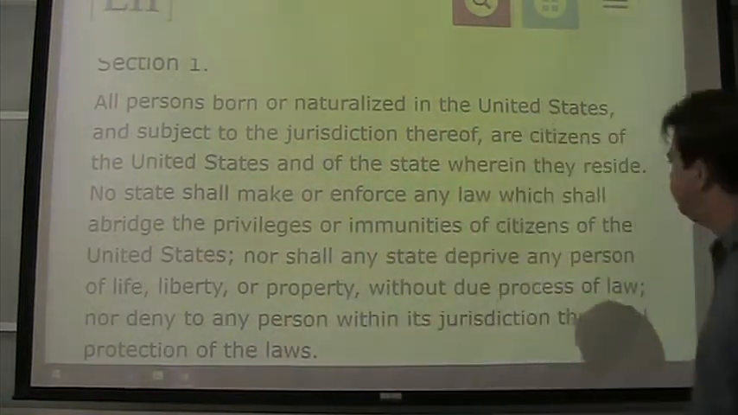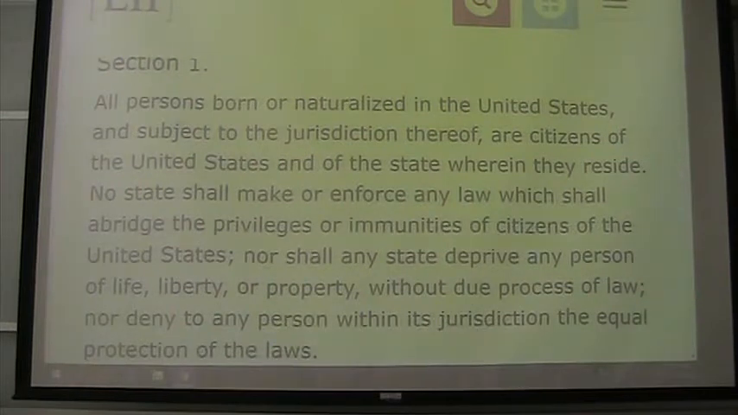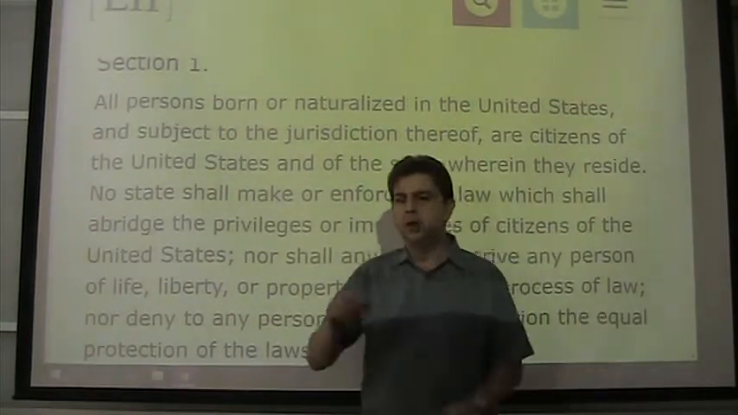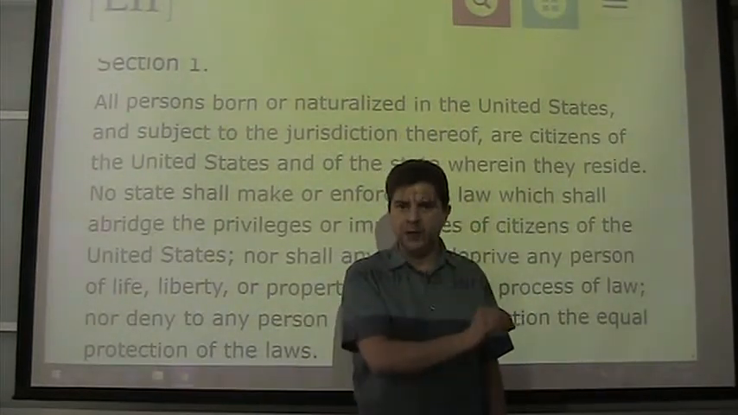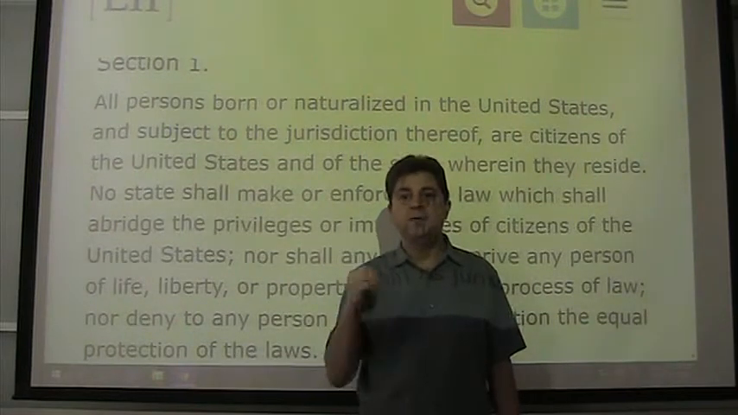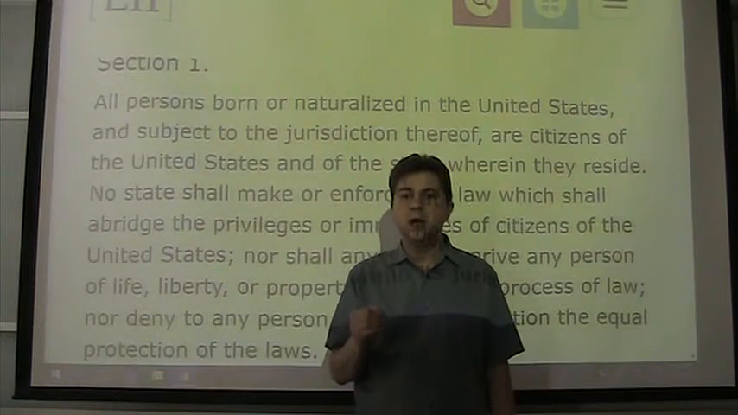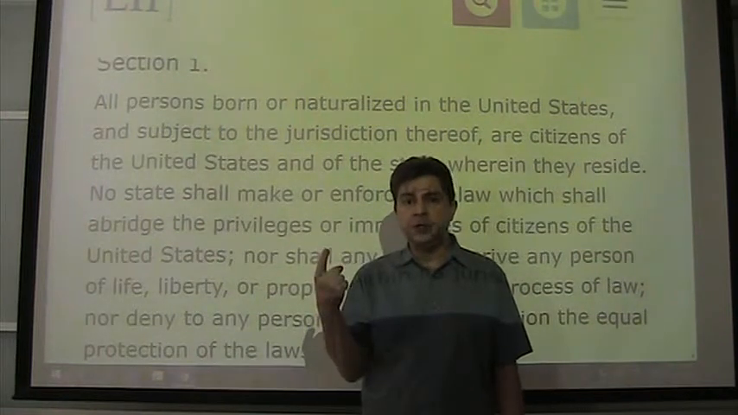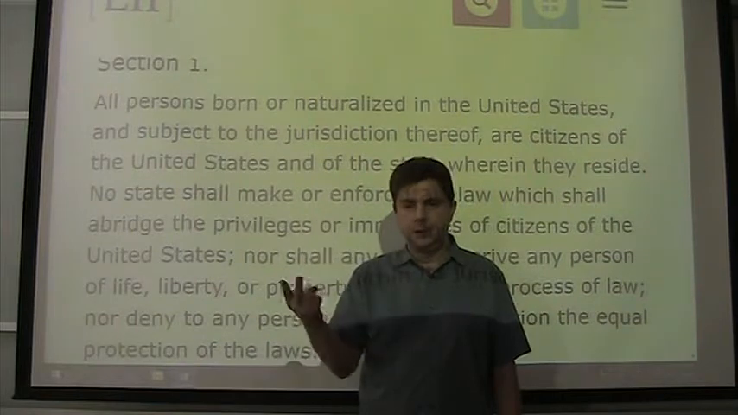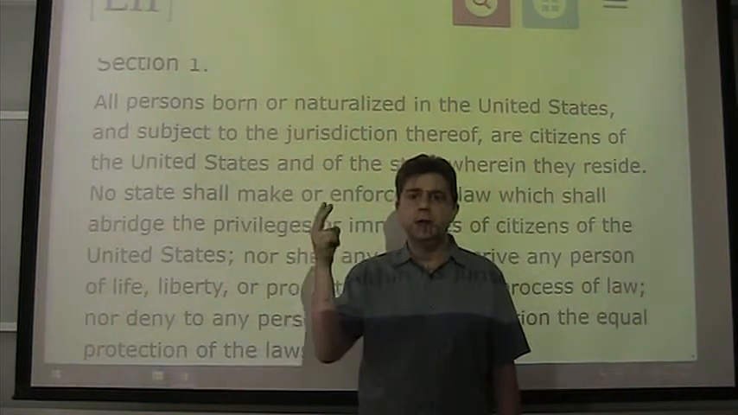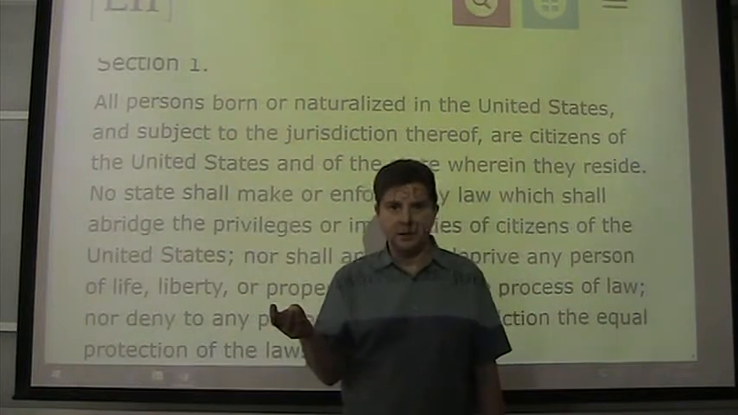So you cannot have a law that abridges the privileges or immunities, nor shall any state deprive any person of life, liberty, or property without due process of law, nor deny to any person within its jurisdiction the equal protection of the laws. Okay? So take it down that way. In the same way we had 6 clauses or 6 freedoms in the First Amendment, here we have 3 clauses or 3 freedoms of the 14th Amendment. The privileges or immunities clause, the equal protection clause, and the due process clause.